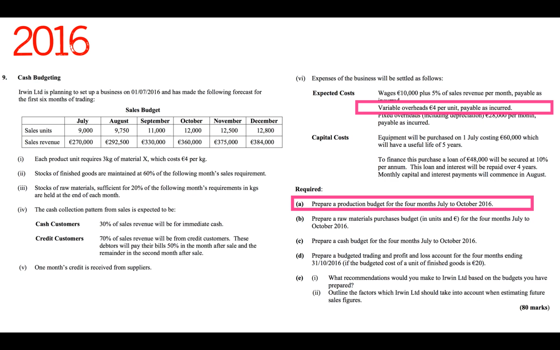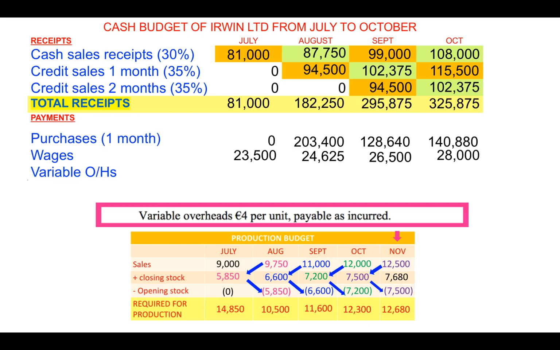Now, the payable as incurred, we are going to multiply €4 per unit by the number of units that are produced in each month, which we worked out in part A. So, 14,850 units for July multiplied by €4 is 59,400. August 10,500 multiplied by €4 is 42,000. September's 11,600 multiplied by €4 per unit is €46,400. October's 12,300 multiplied by €4 per unit is 49,200. So that is your variable overheads.